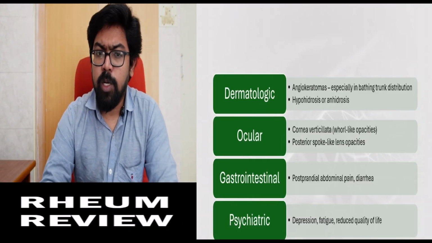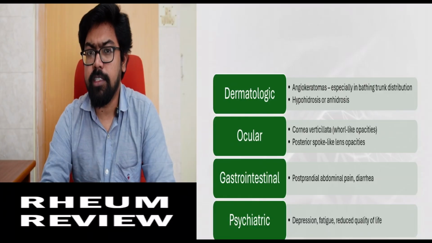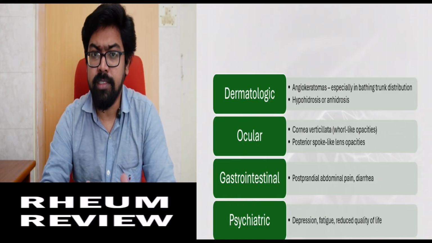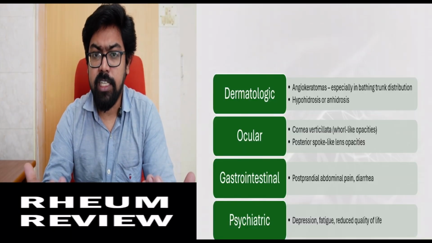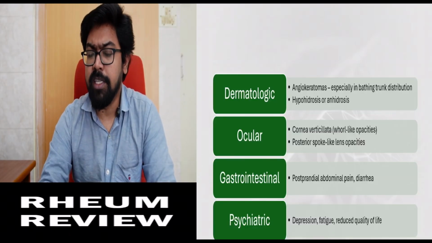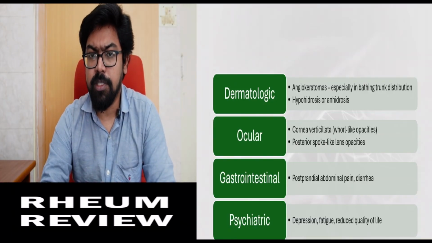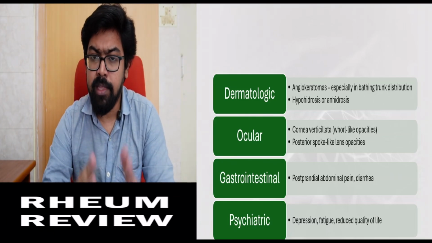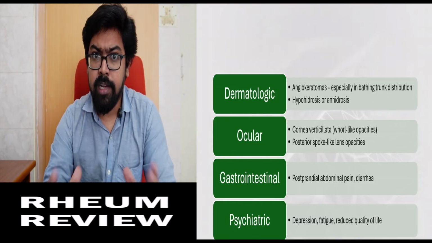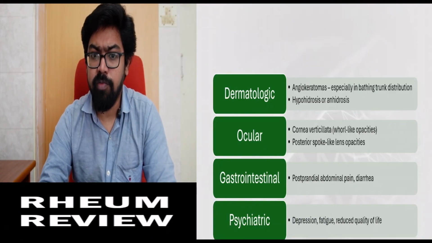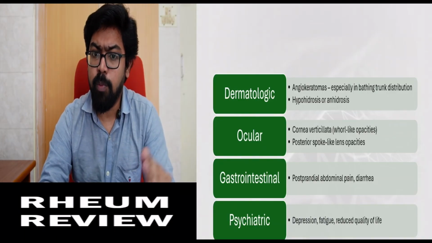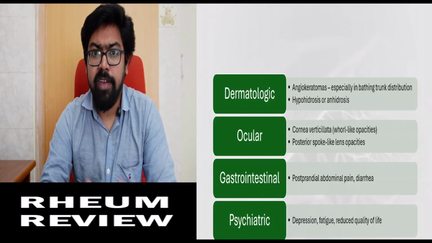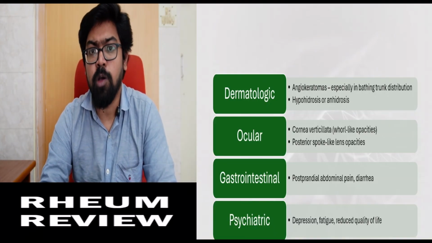Coming to dermatologic manifestations, this manifestation is so unique that it makes the diagnosis of Fabry's easier, because it can be visible to the physician. These patients will have angiokeratoma, especially in the lower part of the trunk. The presence of angiokeratoma in the bathing trunk distribution is one of the telltale signs we have to look for in Fabry's. These patients also will have hypohidrosis or anhidrosis. They will have an increased feeling of heat in their body because of the lack of sweating.